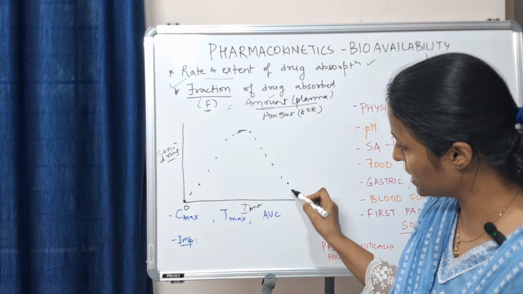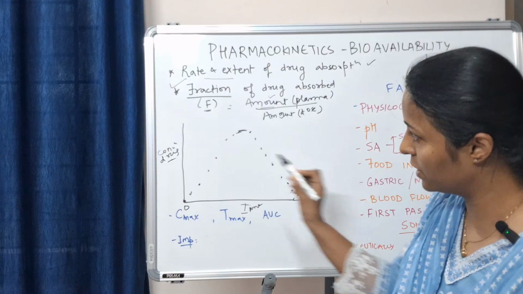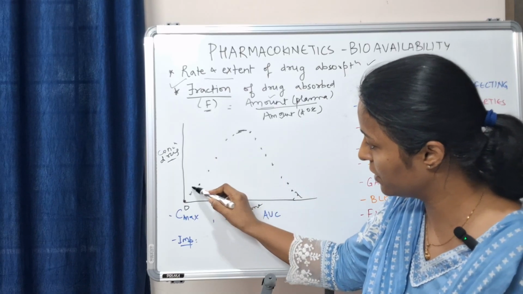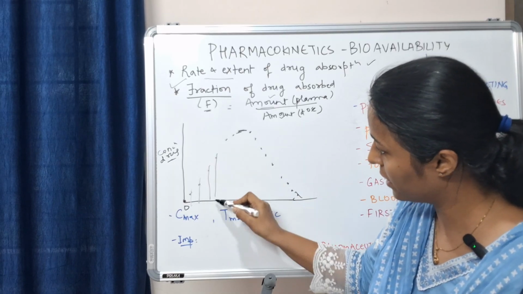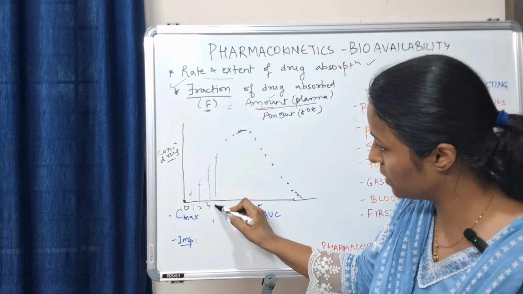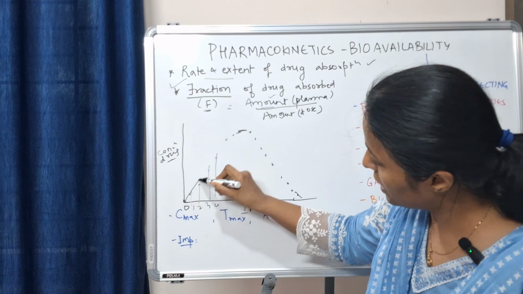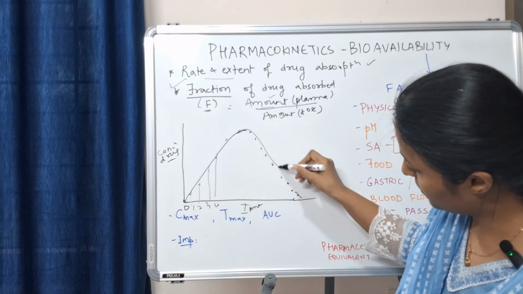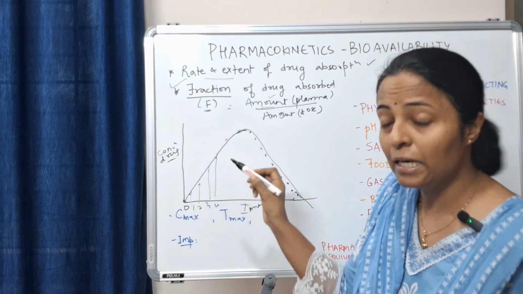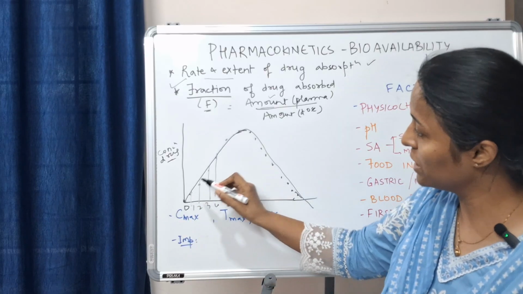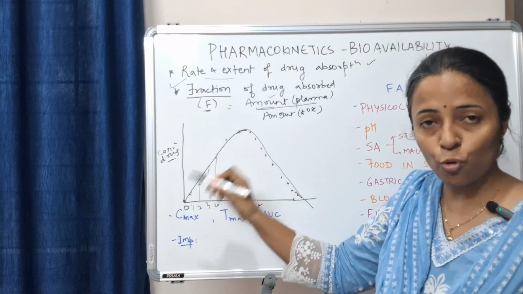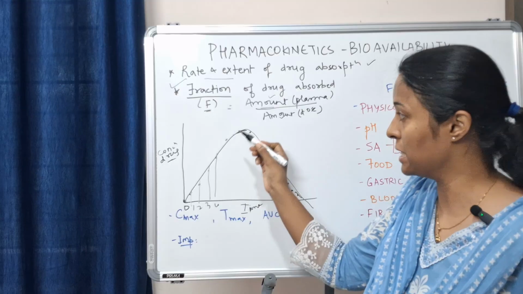Okay, so why is it happening? Because as you give the drug, here we have taken different samples, say every 1 hour. Okay, so here it is 1, 2, 3, 4, and the drug concentration is increasing. So we can plot it something like this. So why is it happening? As you have given the drug, it will start getting absorbed. So its concentration is increasing.